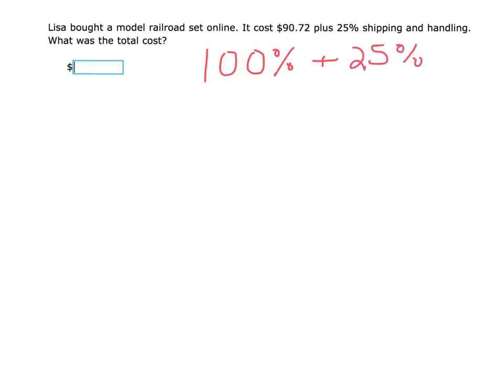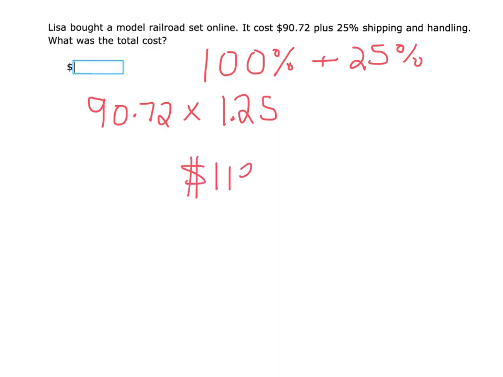And so that means we're going to have 125% of that cost. So the cost of the item was $90.72, and all I have to do here is multiply, definitely going to use a calculator here, multiply by 1.25. So $90.72 times 1.25 means the total cost with the shipping and handling is $113.40. Done.